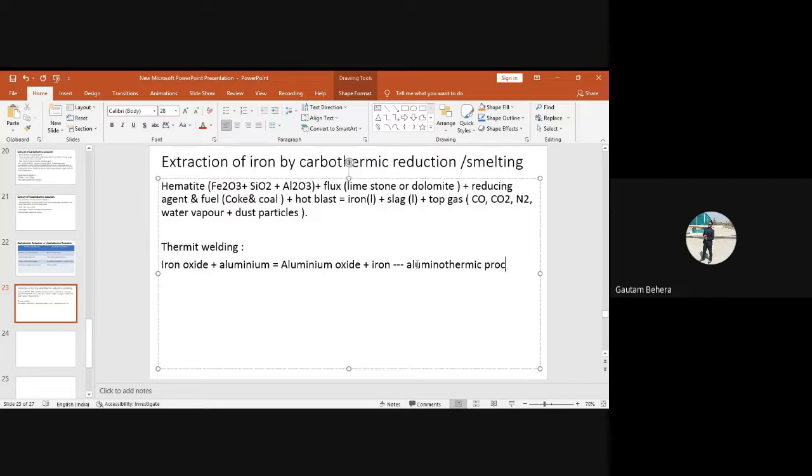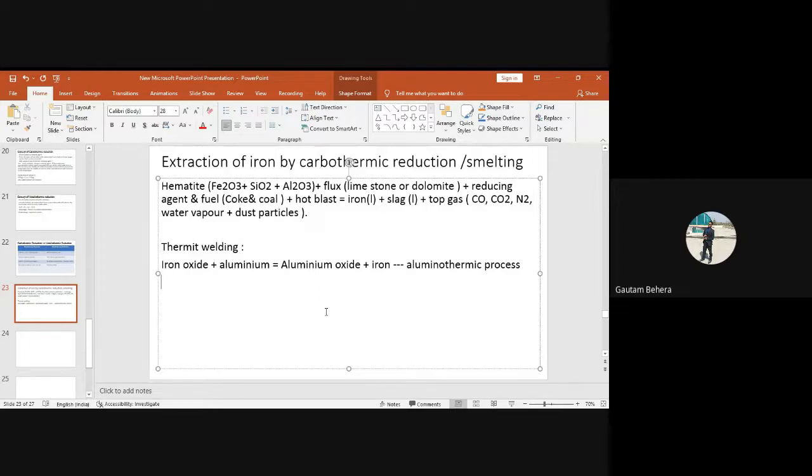So this process is called the aluminothermic process. And this reaction is also called thermite welding because we can weld two steel pieces by doing this kind of reaction. Thermite means it evolves heat. This kind of reaction evolves a lot of heat energy. It is a highly exothermic reaction, right? Basically, all metallothermic reductions are highly exothermic in nature. They release a lot of heat, so that the products are always in liquid form, basically.